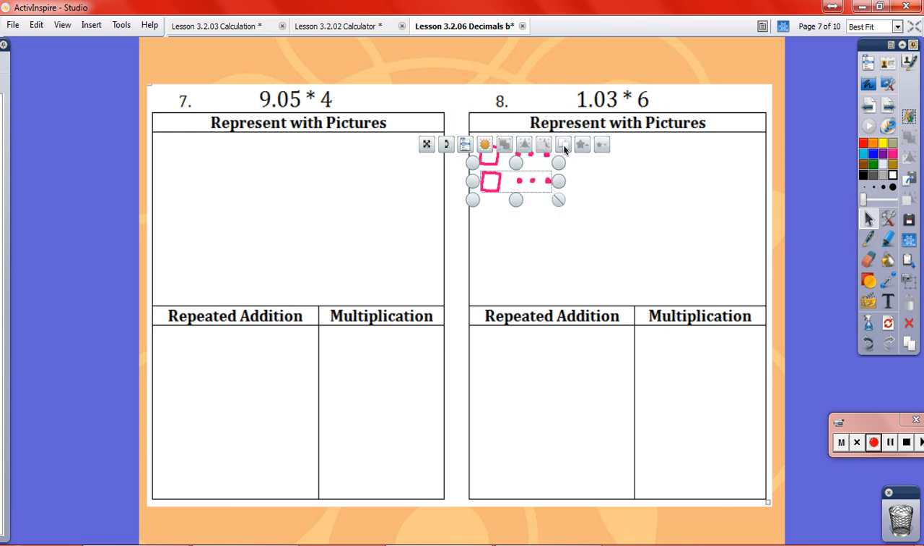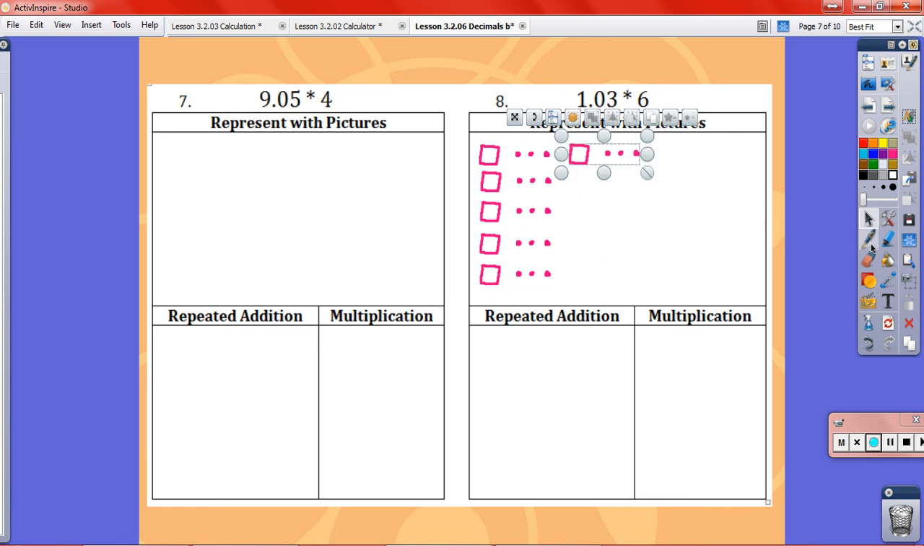2, 3, 4, 5, and 6. I know I can get at least 10 hundredths out of that. So that's 1, 2, 3, 4, 5, 6, 7, 8, 9, 10 hundredths makes a tenth. 1, 2, 3, 4, 5, 6, 7, 8. Okay? So I have 8 hundredths, 1 tenth, and 1, 2, 3, 4, 5, 6 wholes.